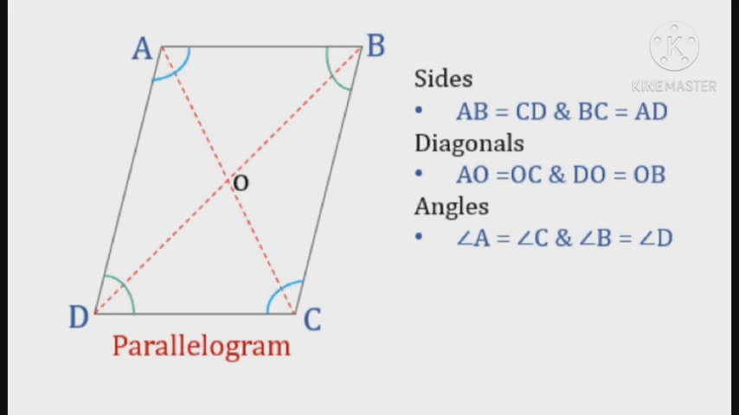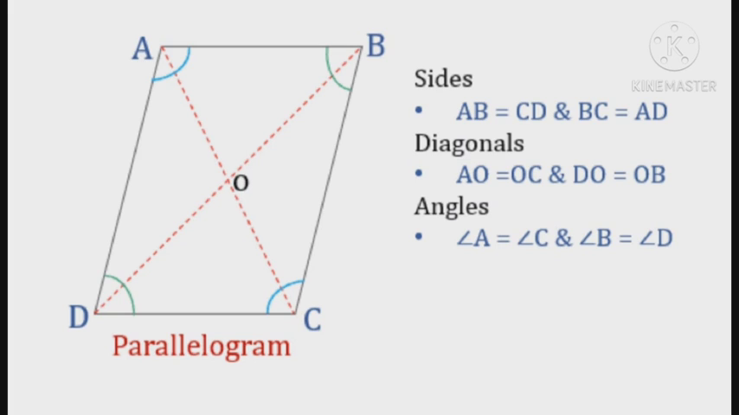Okay, next is parallelogram. See here in this figure, side AB is equal to side CD and side BC is equal to side AD. That means opposite sides of a parallelogram are equal, or you can say congruent. And AO is equal to OC, DO is equal to OB. That means diagonals bisect each other, and opposite angles are equal. So angle A is equal to angle C, angle B is equal to angle D. These are the three important properties of parallelogram.